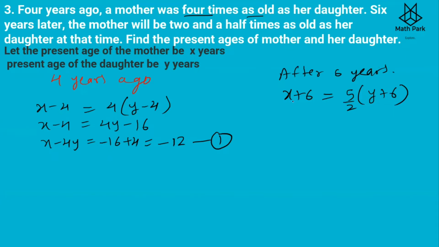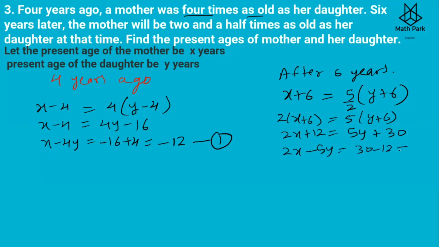So cross multiplying, 2 comes here. 2 in bracket x plus 6 is equal to 5 in bracket y plus 6. You get 2x plus 12 is equal to 5y plus 5 6s are 30. 2x minus 5y is equal to 30 minus 12, which is equal to 18. 30, and this 12 goes here, it becomes 18. So this is our equation number 2.